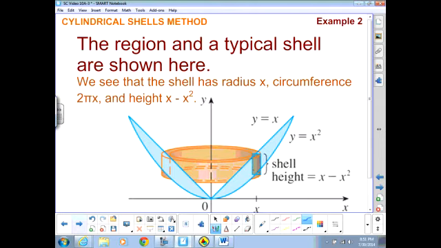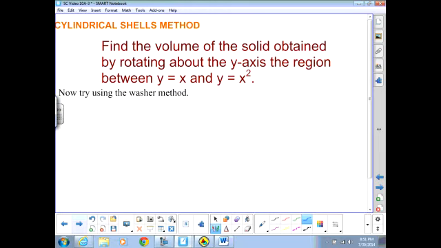Here's a picture of what we just had. We had our shell height, which was the y on top minus the y on bottom, which was x minus x squared. And then that rotated around to give us our cylindrical shell. Now we're going to show you that we could have done the same thing with washers and also gotten that pi over 6.